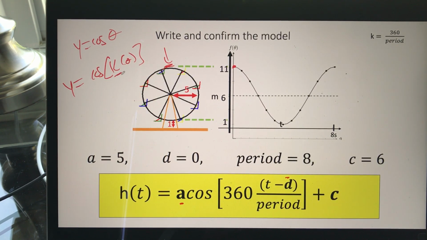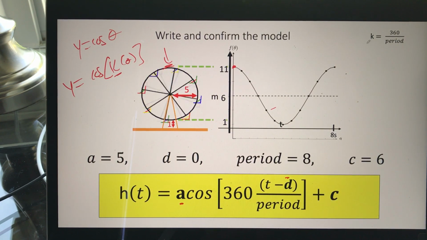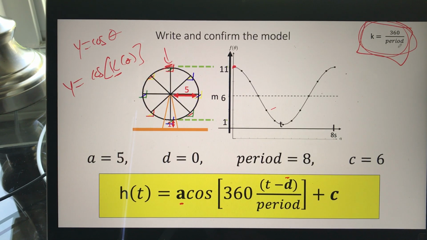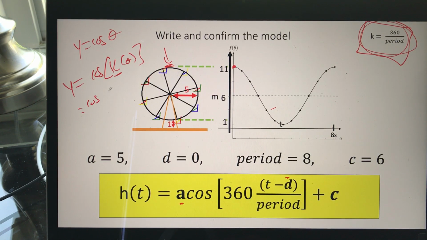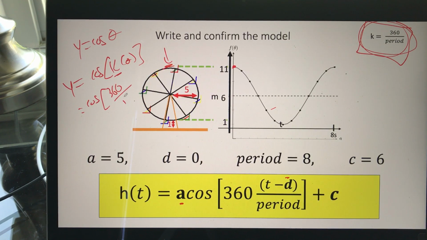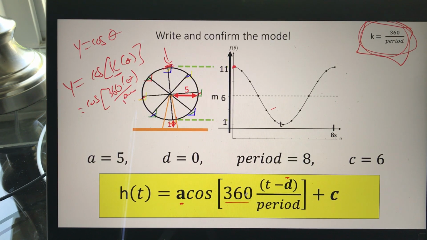But I think this is a way easier way to write this. I'm just going to replace k, because I know k is 360 over the period. So I'm just going to replace that k in my equation, my function cos, with 360 over the period, and there's my theta there. That's what this is here. So this 360 divided by the period is the replacement I'm doing with k.